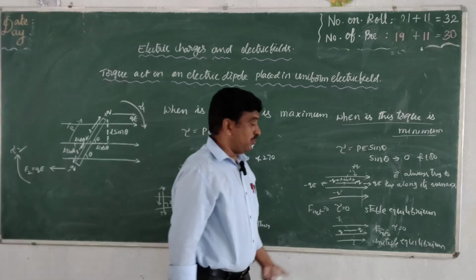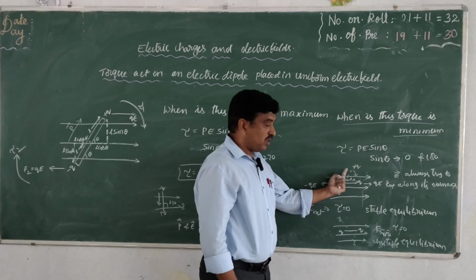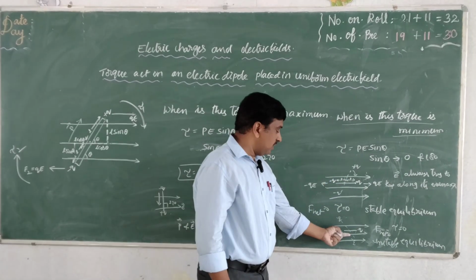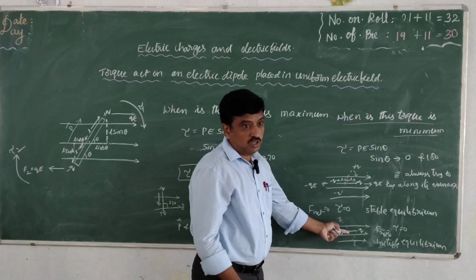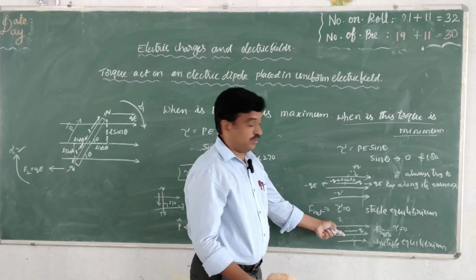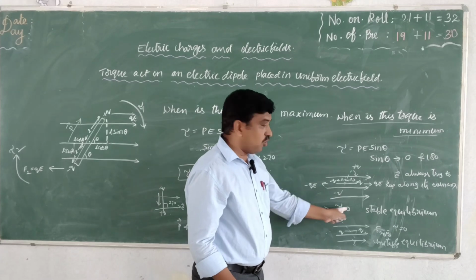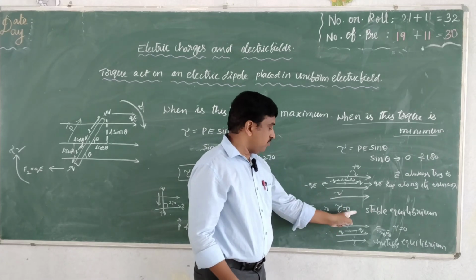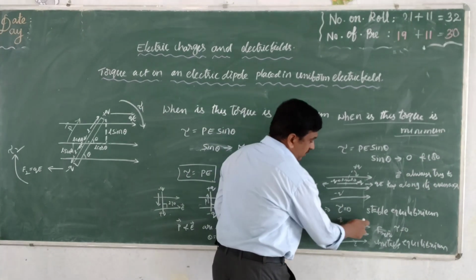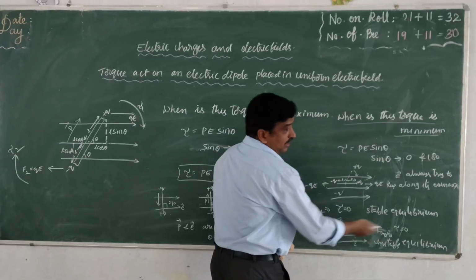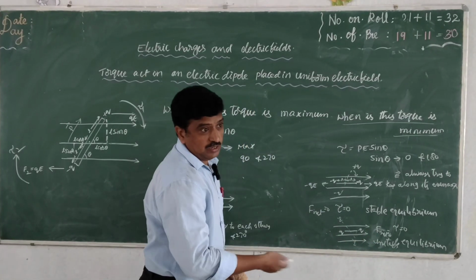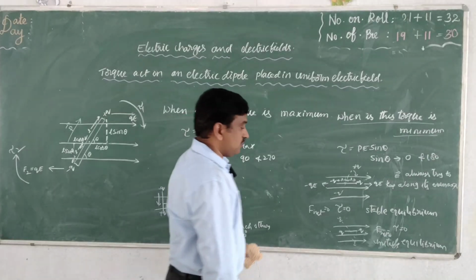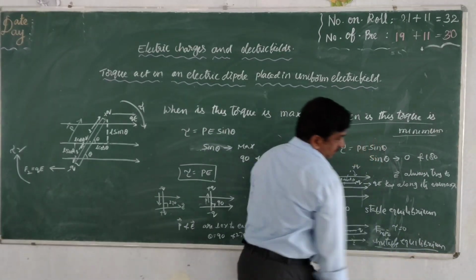Here, in stable equilibrium, we can displace it and it gets back to its original position. But here it is not stable equilibrium, it is unstable equilibrium. That's why, if we slightly displace it, it does not get back to its original position. It aligns its own axis along the electric field. So we call it unstable equilibrium.